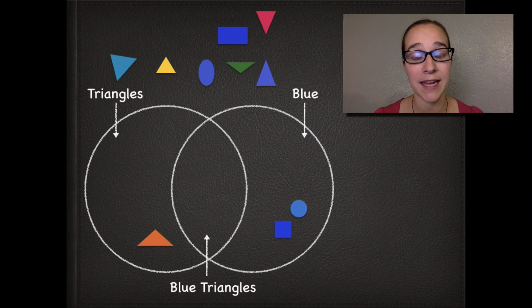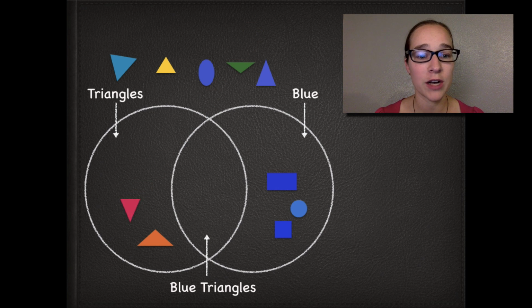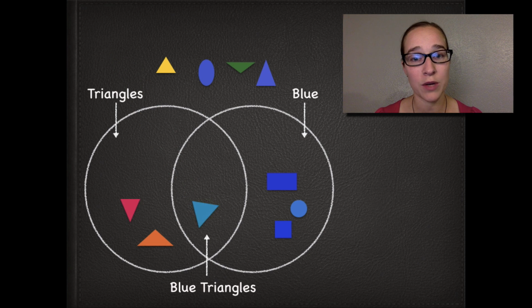Next, we have a rectangle. It's blue, so it's going to go where our blue shapes go. Now we have a red triangle. It's not blue, so it's not going to go in our blue circle. It will go in our triangle circle, so let's put it there. Now look at our next one. This one is special. It is a triangle, and it is blue, so we're going to put it in that center portion where the two circles overlap. That's the place where we're going to put things that are triangles and are blue. Our blue triangles go here.